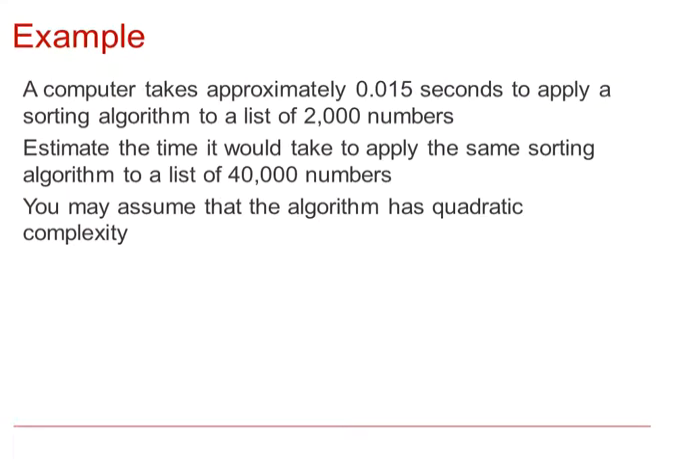Analysis of complexity is an important part of higher level discrete maths and computer science. For example, a computer takes approximately 0.015 seconds to apply a sorting algorithm to a list of 2,000 numbers. We could then estimate the time it would take to apply the same sorting algorithm to a list of 40,000 numbers. If we are told, we may assume that the algorithm has quadratic complexity. If we work out the linear scale factor between 2,000 and 40,000, we will then need to square it because of that quadratic complexity in order to work out a new runtime.